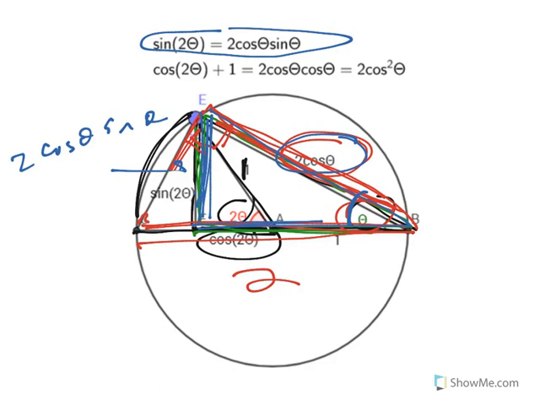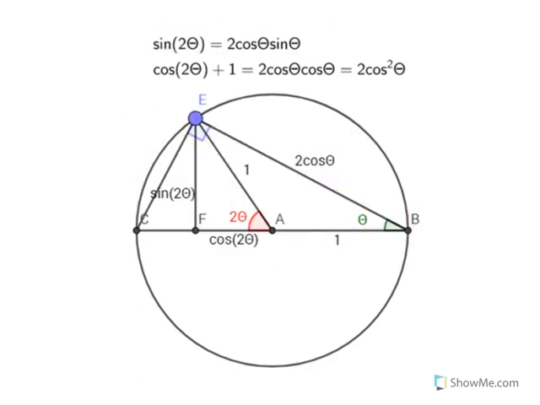Now for the other one, I'm going to erase. For the other one, see this here, this is 2 cosine theta, so cosine 2 theta plus 1. That's how long that line segment is. This is cosine 2 theta, this is 1.